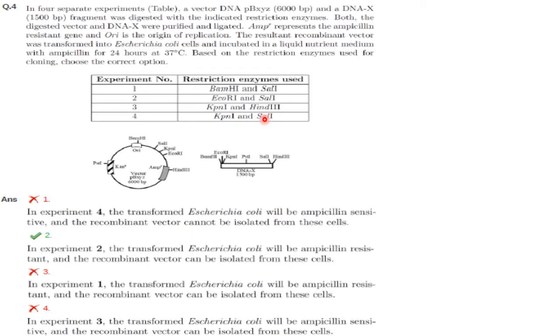So in experiment number 4, the transformed Escherichia coli will be ampicillin sensitive and the recombinant vector cannot be isolated from these cells. So if you see, it is KPN1 and SAL1 digestion. So it will cut over here, KPN1, SAL1. Similarly here, KPN1, SAL1. It doesn't cut the HIN3 region. Since HIN3 region is not restricted, it will be ampicillin resistant and not ampicillin sensitive. So first option is ruled out.